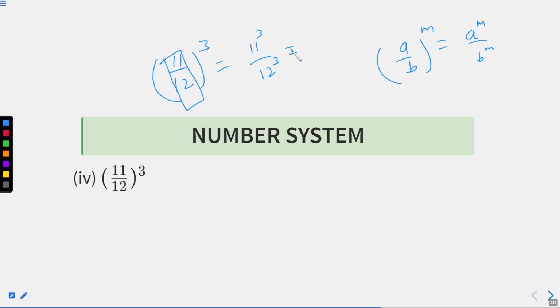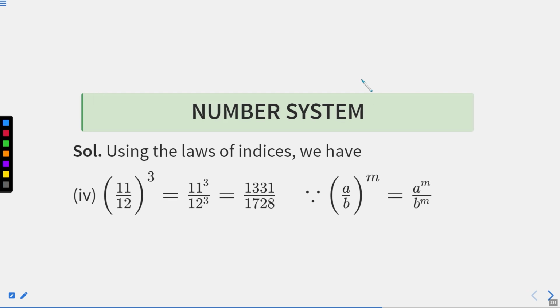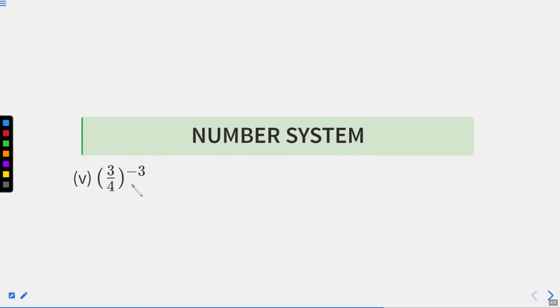You can evaluate 11 cube, which equals 1331, and 12 cube, which equals 1728. Okay, let's move on. Now the power is given as a negative integer. So we know a^(-n) is equal to 1 upon a raised to the power n.